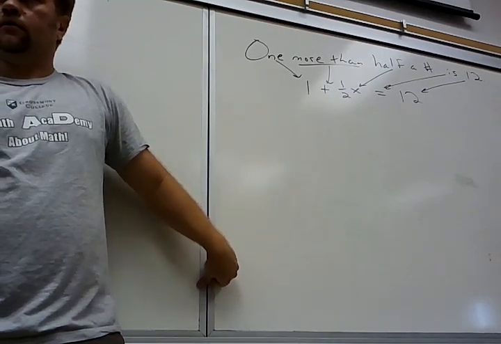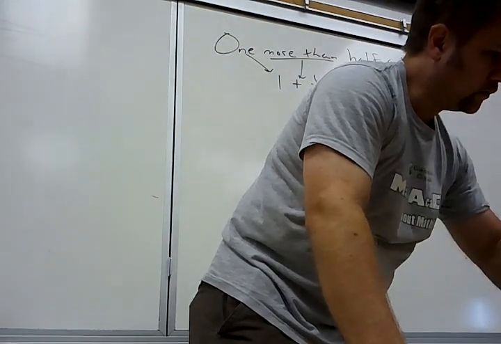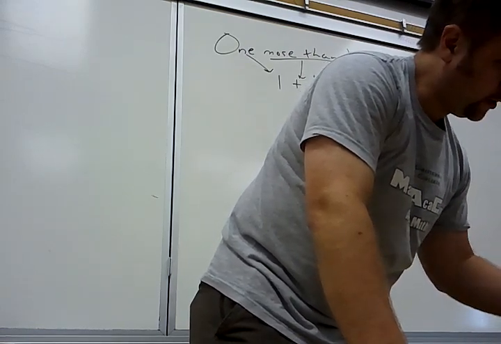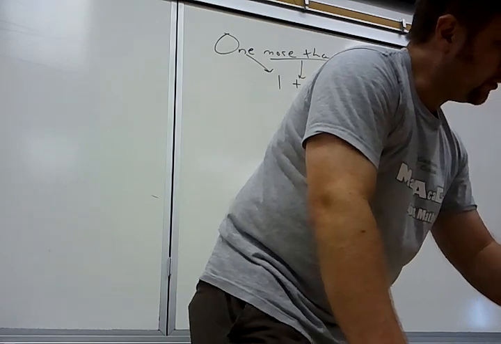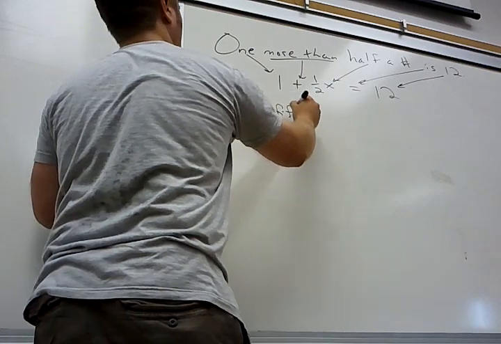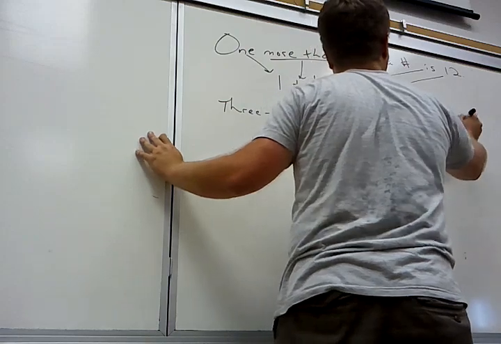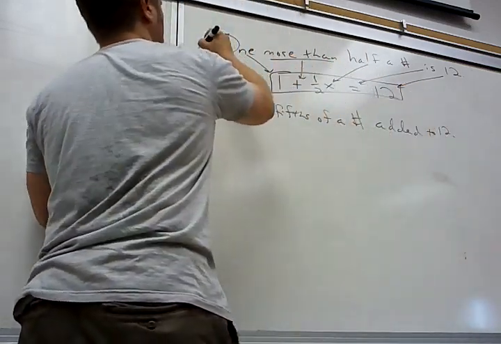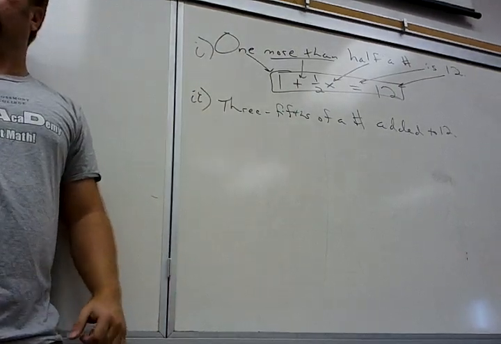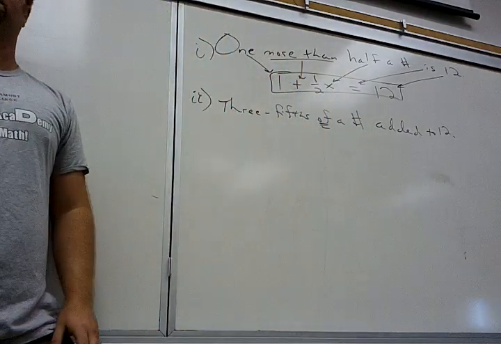So the problem on the homework for number 30 is 3/5 of a number added to 12. 3/5 of a number. How would you write that? Yeah, because were you guys taught in high school that of means multiply?